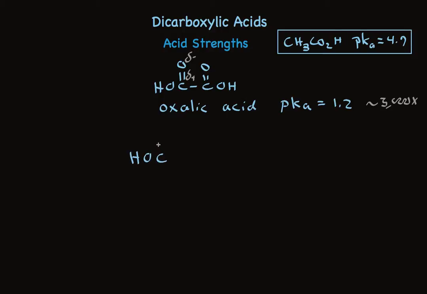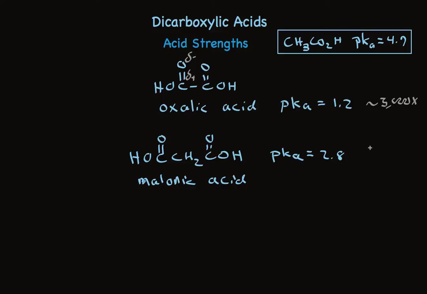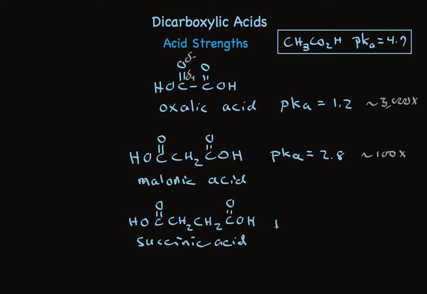pKa is 1.2. This is more than 3,000 times as acidic as acetic acid. Malonic acid has a methylene group separating the two carboxyl groups. They still have the same electronic effect, but it's not as great. The pKa is about 2.8, which makes it about 100 times more acidic than acetic acid. And once you put two methylene groups in between those two, the effect is even much smaller. This is succinic acid. pKa is 4.2. Now it's about 3 times as strong as acetic acid, not so much of a difference.